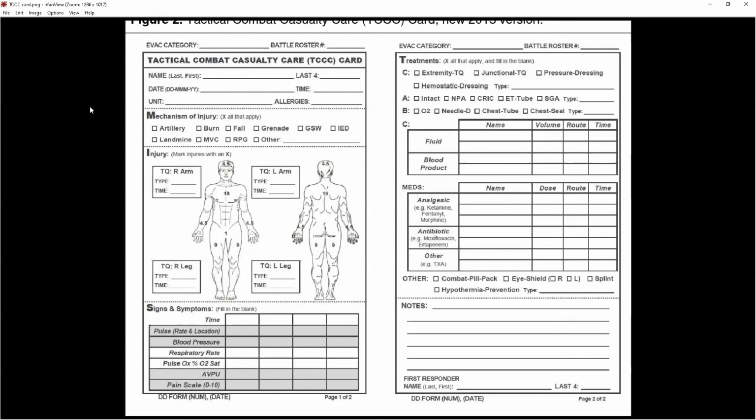The ones that you buy online are waterproof, so you can write on them with a Sharpie that will stay, and the Sharpie will absorb and never wash off. Those are the ones I get. I get them through the military and whatnot. But most of you will not know NPA or CRIC or any of that. That's fine. Just write what you did do and give the documentation. We're here for self-empowerment. This helps a lot.